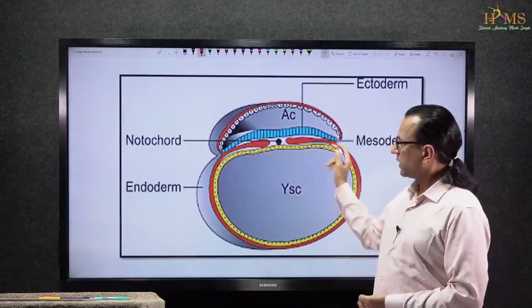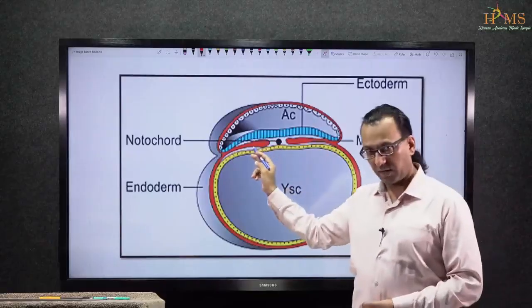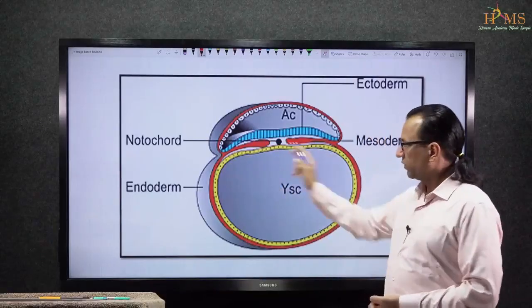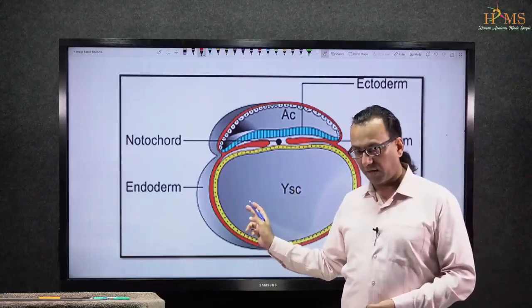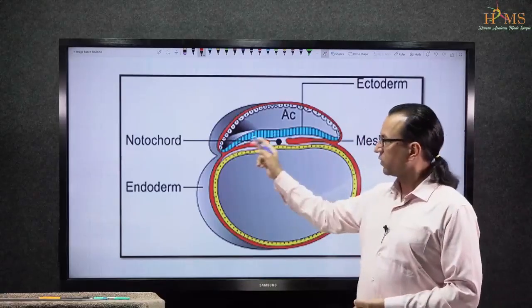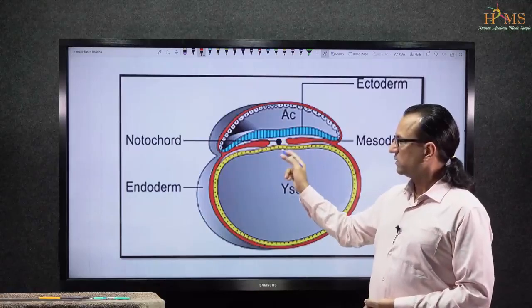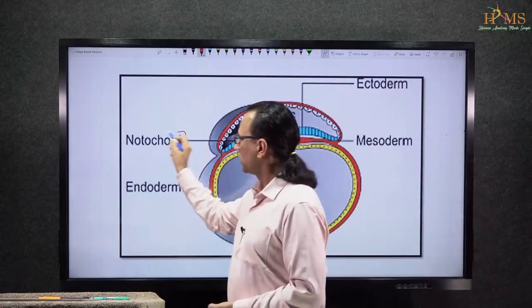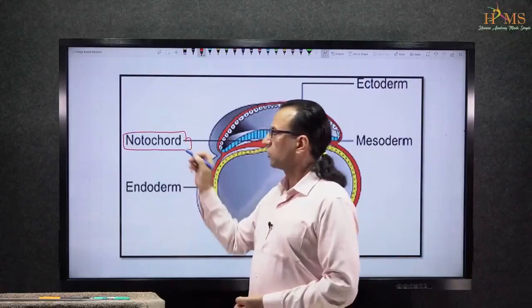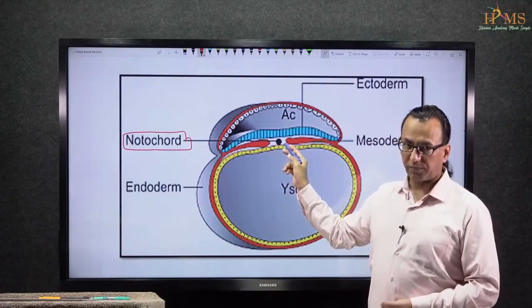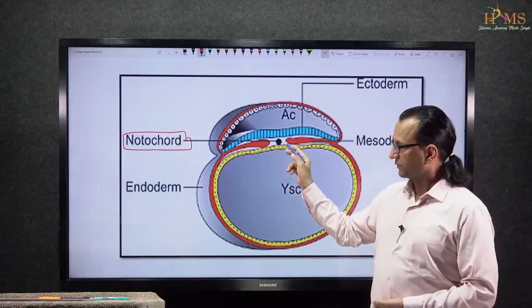The dorsal will be the ectoderm, in the middle we have the mesoderm, and ventral will be endoderm, which lines the yolk sac cavity lying on the ventral side, and at the floor of the amniotic cavity you can see the ectoderm. Now there is this axial mesoderm which we are talking about, the notochord, and the notochord, the axial mesoderm, is going to form the nucleus pulposus of the intervertebral disc.